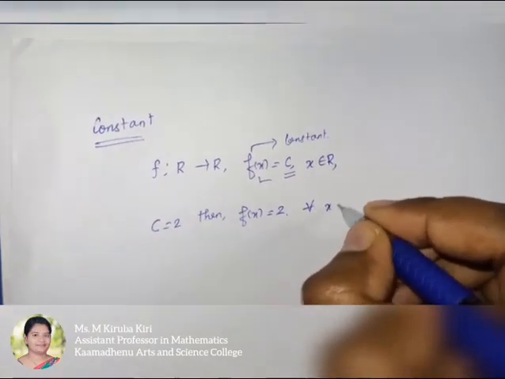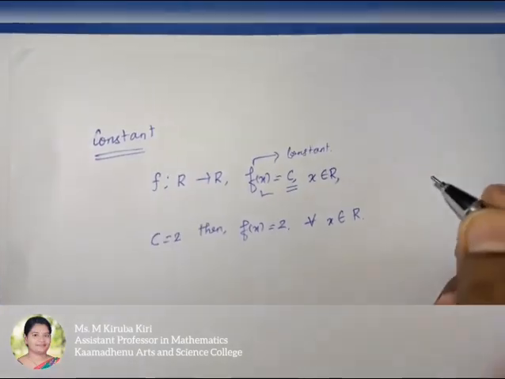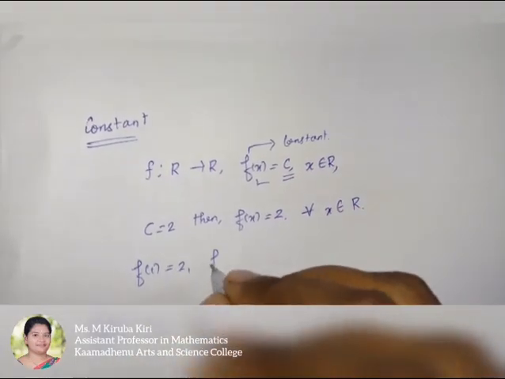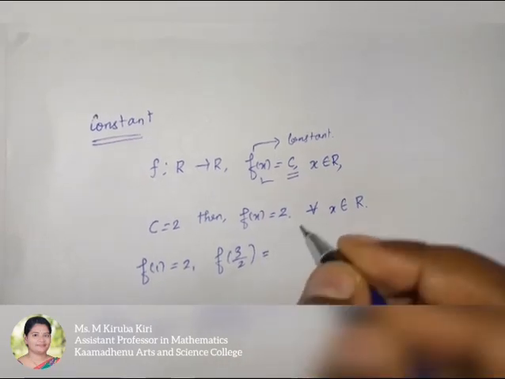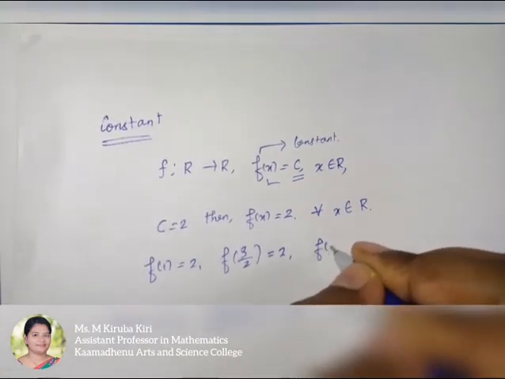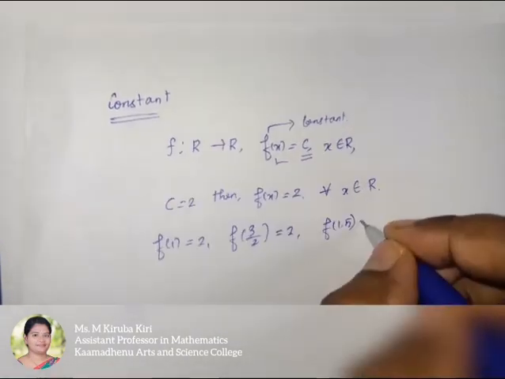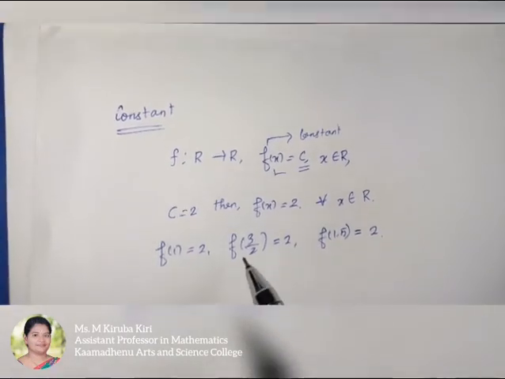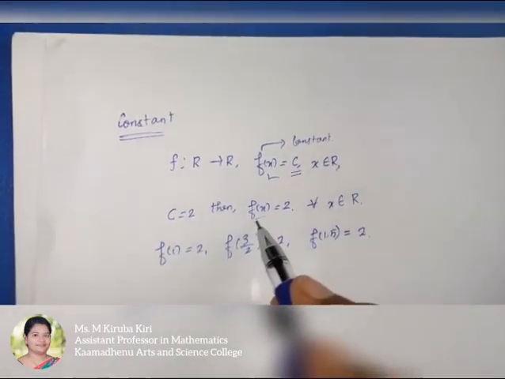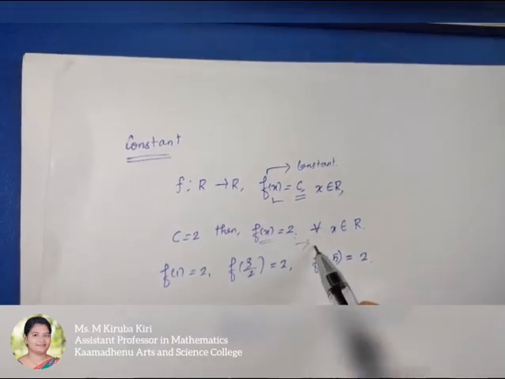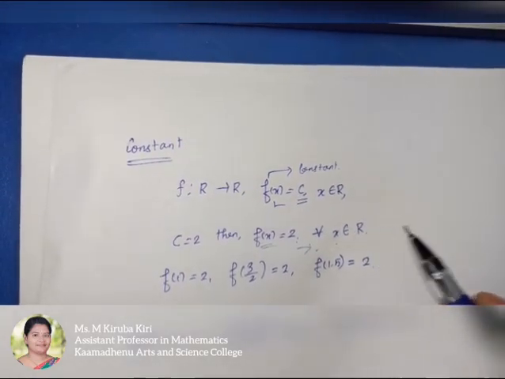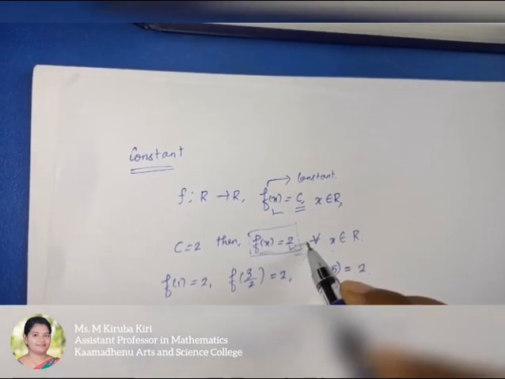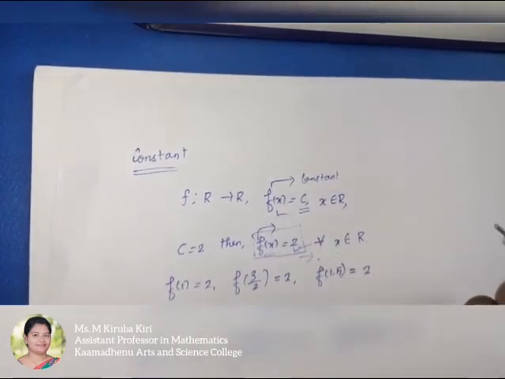For every x belongs to real numbers, it tells that f of 1 is also 2. What is f of 3 by 2? f of 3 by 2 is also 2. What is f of 1.5? f of 1.5 is also 2. What I'm trying to say is that the function is defined as f of x equal to some fixed number. What is x? x is any real number. Then this satisfies f of x equal to some fixed number, and this f is a constant function.